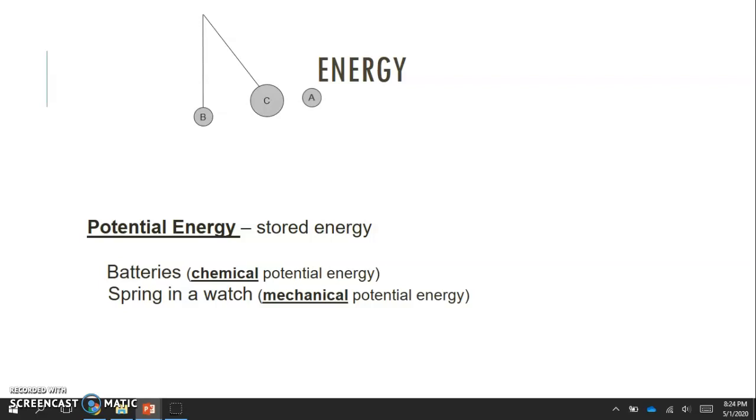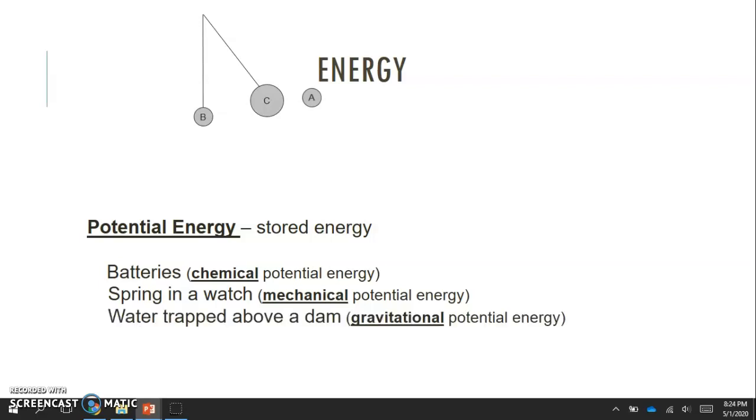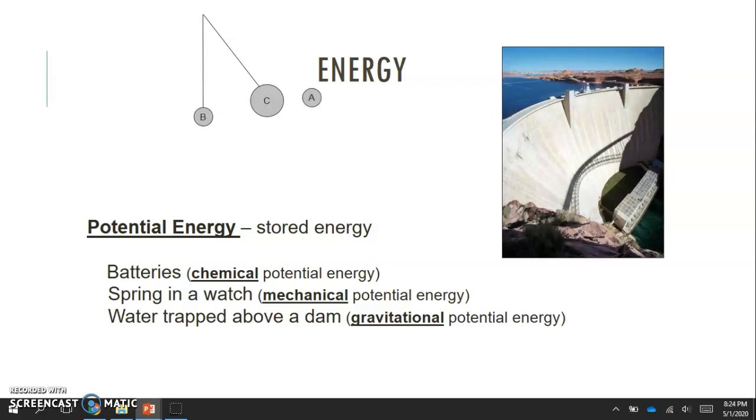Some other examples are springs in a watch. So again, just the energy of position, stored energy, that's mechanical. And then water trapped above a dam has gravitational potential energy. And gravitational potential energy, again, just the energy of position. So it's close to the earth. The water in the dam is held here, and then if energy is needed, you can raise the dam, the water will flow through. It will go from having potential to kinetic energy, and typically it'll spin a turbine and generate electricity.